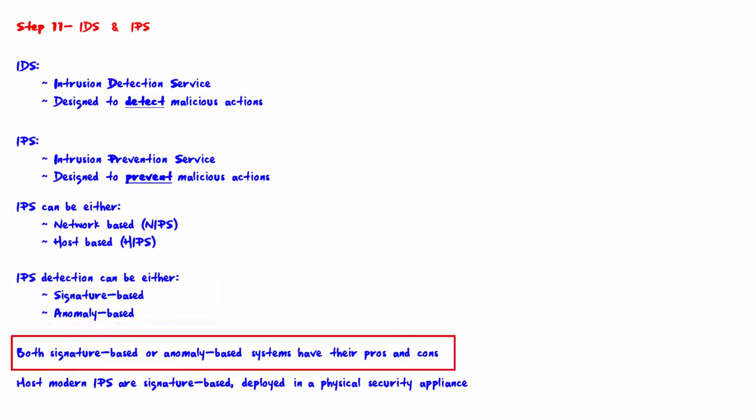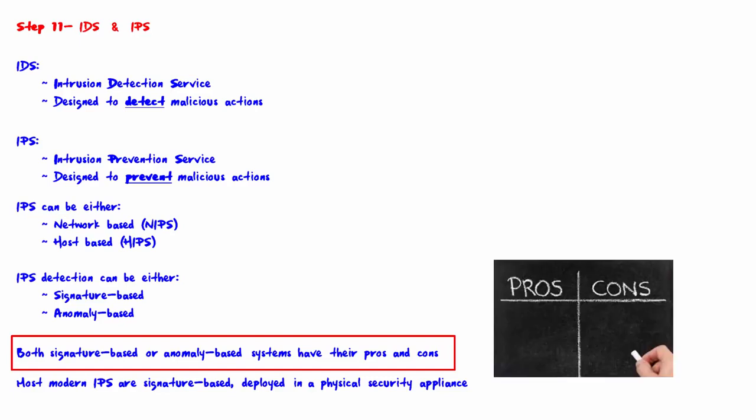Both signature-based and anomaly-based systems have their pros and cons. Signature-based pros: low false positives. Signature-based cons: can only detect exploits for which a signature exists, so signatures must constantly be updated. Anomaly-based pros: does not need to be constantly updated. Anomaly-based cons: high false positives.